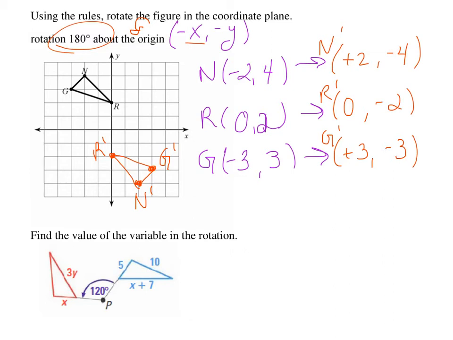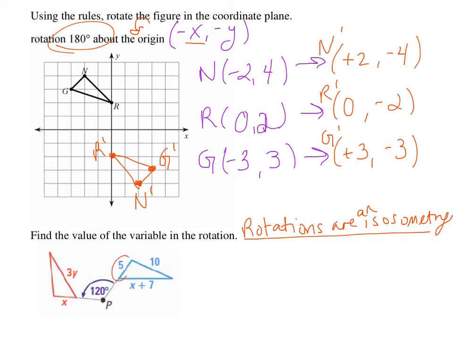All right, for the next picture, you can see that the blue figure is the pre-image, the red figure is my image, and you can see that it is rotated. Remember, all of our rotations are going to be isometries, which means that all of our pieces, once we move them, are still congruent to each other. So this 5 is going to be congruent to my x, and I know then that these two pieces will also be congruent to each other. So my x plus 7 will be equal to my 3y.